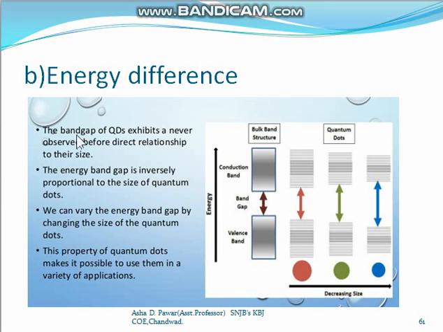that is, the valence band and conduction band energy gap is low. The band gap of a quantum dot exhibits an observed direct relationship to their size. The energy band gap is inversely proportional to the size of the quantum dot. Means the smaller quantum dot has higher energy, and the bigger size quantum dot has lower energy. This property of quantum dots makes it possible to use them in a variety of applications, that is, in optical instruments and many more.